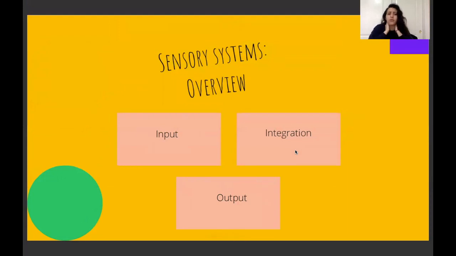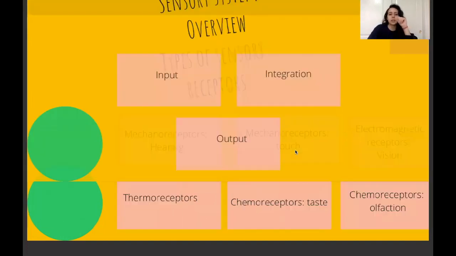Sensory systems overview: input, integration, output. What exactly does it mean if it's cold outside? Which of these three regions does being in a cold environment most directly affect?